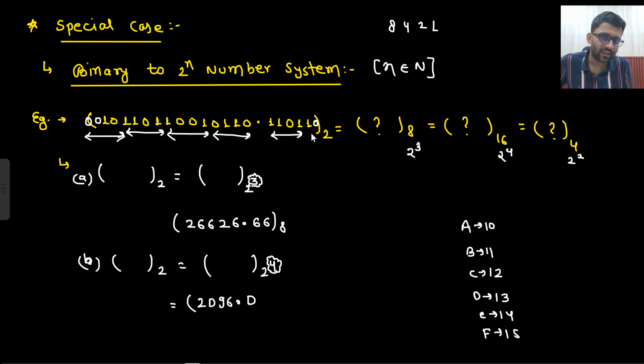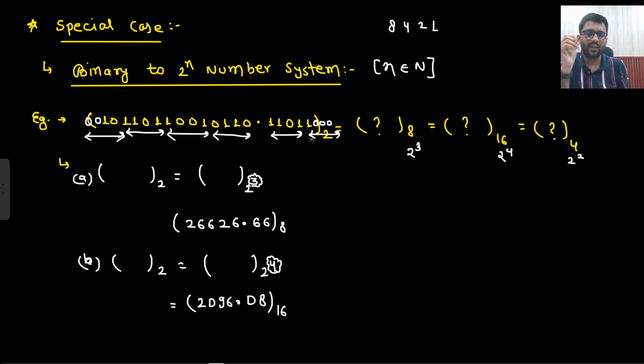Now what about this? Here you have only 2 numbers. So you will make 4. You have only 1. So I have to add 3 0s. So if I am adding 3 0s, so 1 0 0 0, it would be 8. So that is in 16. Are you getting this point? I hope you are understanding. 2D96.D8 in hexadecimal. And if you need to convert it to 4, so try doing it on your own.